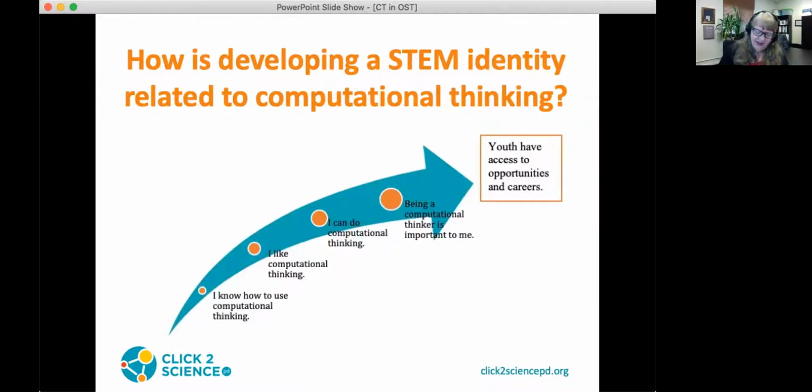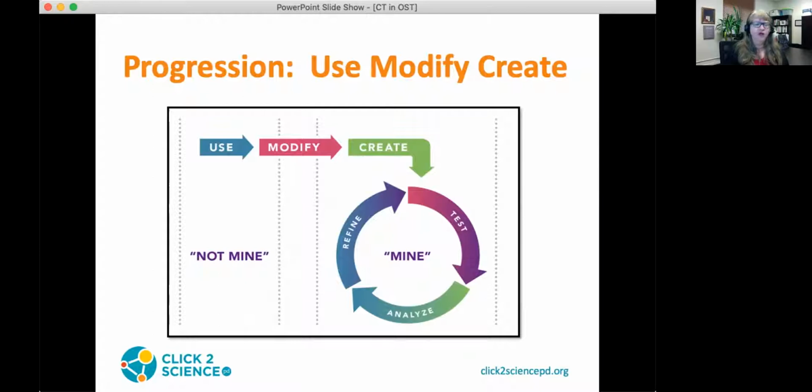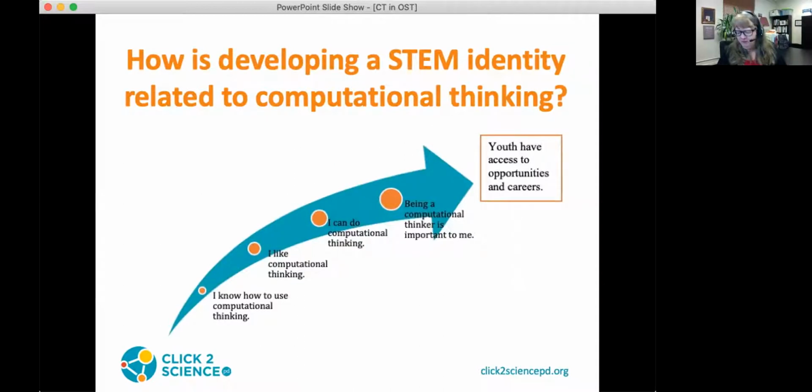Now, the Click2Science skill that we focus on in developing the first part of computational thinking is developing a STEM identity. So now I want to talk a little bit about how research on developing a STEM identity is an important part of building computational thinking skills. When we talk about building an identity, we're talking about helping young people see themselves as someone who learns about, uses, and contributes to STEM. And that goes back to that use, modify, and create progression. We want them to be at that create stage, or to be reaching toward that create stage, where they are a contributor toward STEM. And specifically, today we're going to be focusing on strategies to help youth see themselves as someone that is a computational thinker, who has the practices, the problem-solving strategies that we talked about at the beginning of today's webinar.